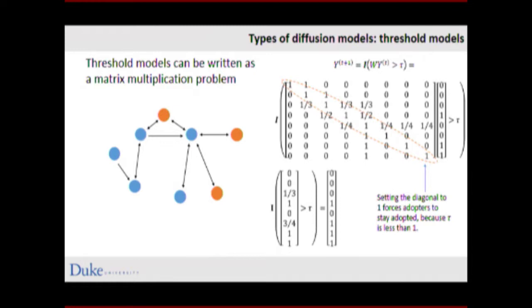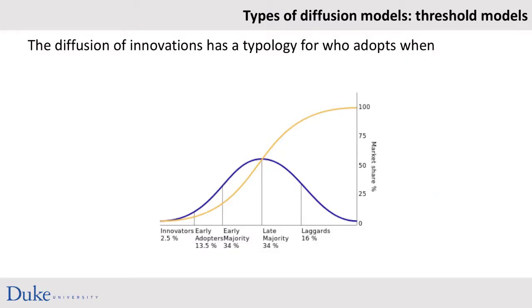And so in this case, the diagonal is a way of thinking of how much people weight their own behavior or their own previous beliefs. And in that case, because this threshold is between 0 and 1, it's always going to force those people to stay adopted, and you're going to wind up with the standard logistic growth model.